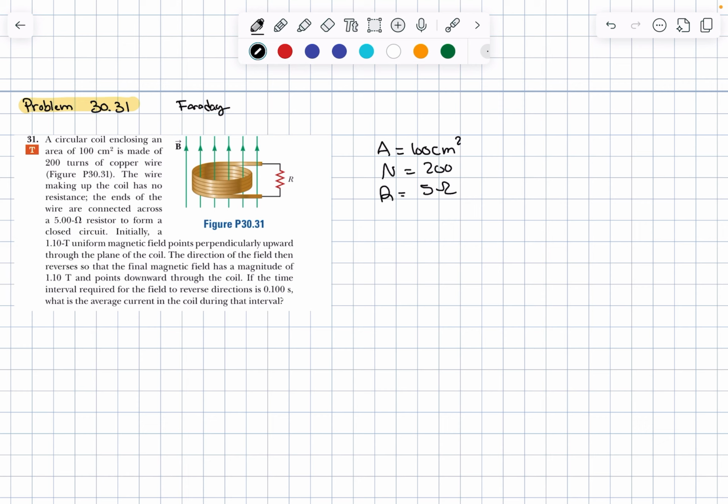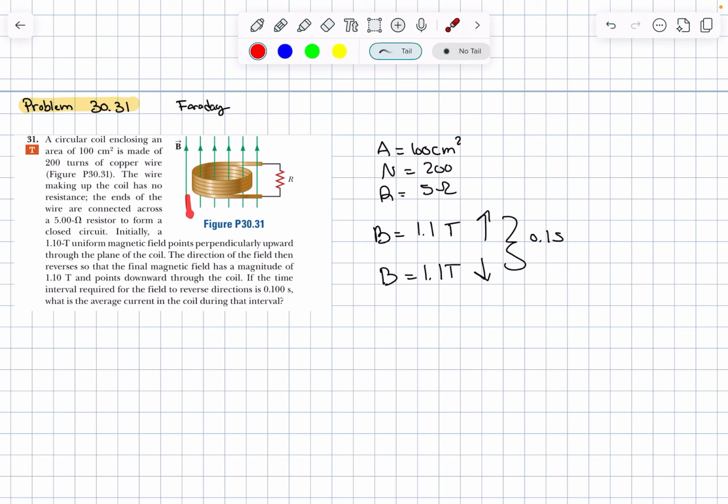Initially, we have B is equal to 1.1 Tesla going perpendicularly upwards. They then say that the direction of the magnetic field switches, so it still has the same magnitude, but then it points downwards. It takes 0.1 seconds to do this switch. You're then asked to figure out what the average current is during this switching.